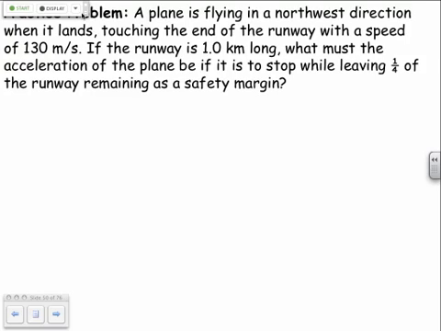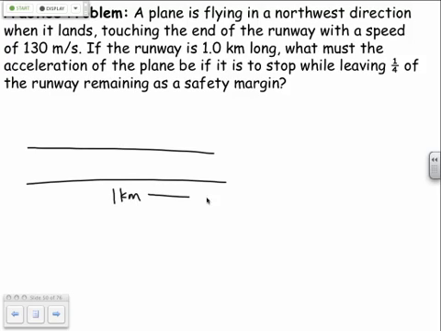All right, so if you can't visualize the problem, just draw a picture of what's going on here. So we want to land a plane on a runway. So here's our runway. And our runway is 1 kilometer long. 1 kilometer. And what am I going to need to do with that right away?